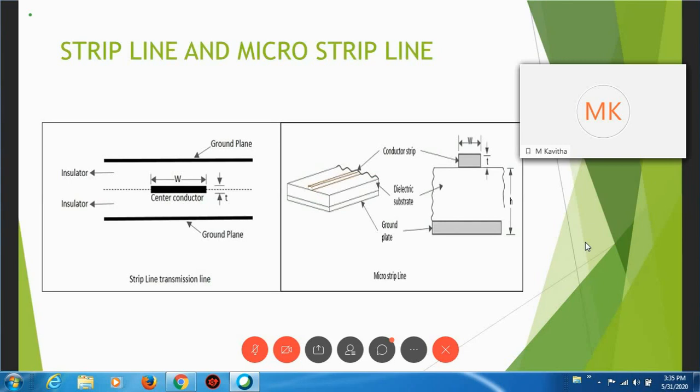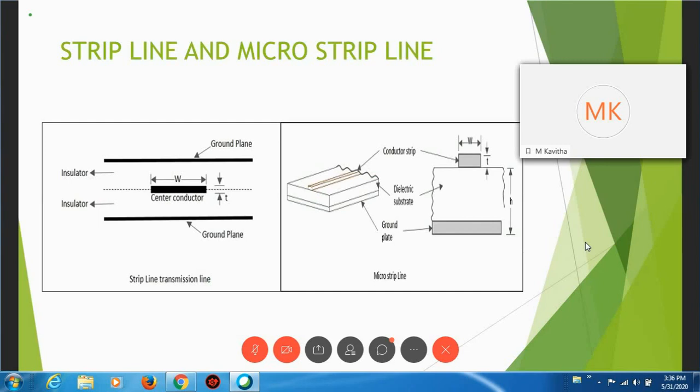You can see the structure of the strip line. We have the inner conductor, called the metal strip, and it is placed between the two ground planes. So it has a symmetrical structure, and this is the basic planar transmission line, that is, a PCB transmission line. This is the basic type, the strip line.